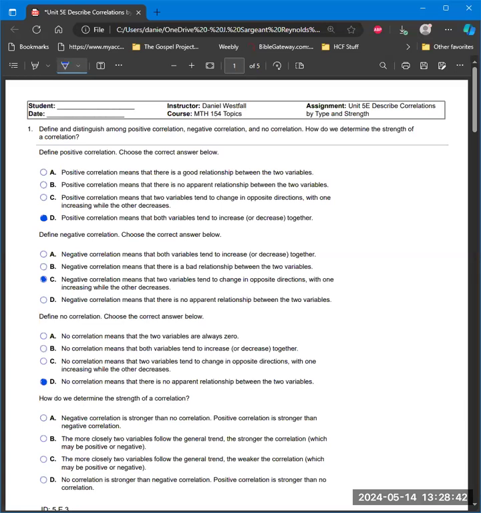And how do we determine the strength of a correlation? The more closely two variables follow the general trend, the stronger the correlation, which may be positive or negative.